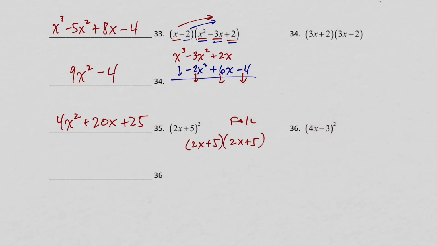Again, I have a binomial squared. I could either write it out twice and FOIL it, or I can use the shortcut. The shortcut is the first item squared, then twice the product of the two. The product of the two is negative 12x, and twice that is negative 24x. And then the last item squared, negative 3 squared, is a positive 9. Notice that this is always positive, because no matter if it is positive or negative, when you square it, you get a positive.